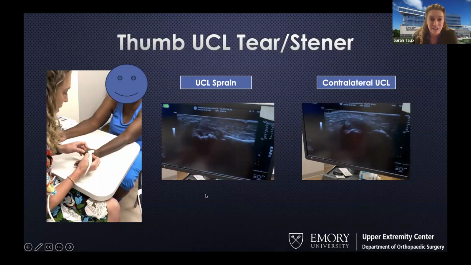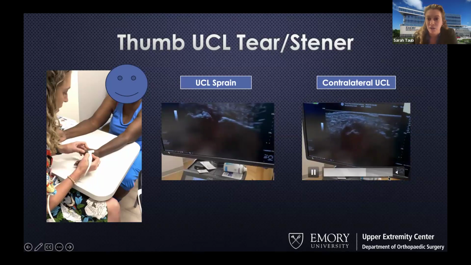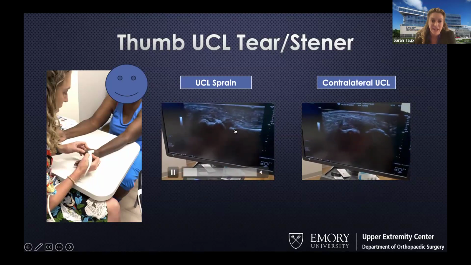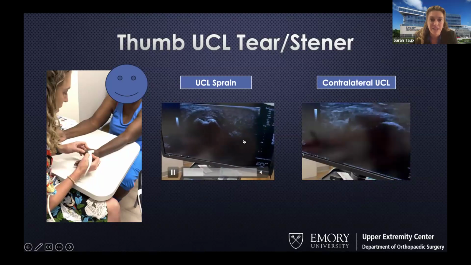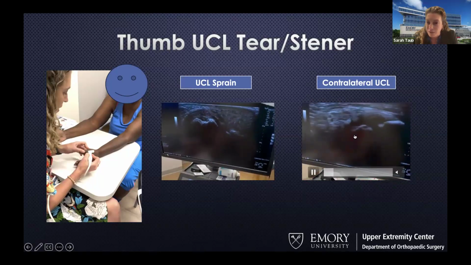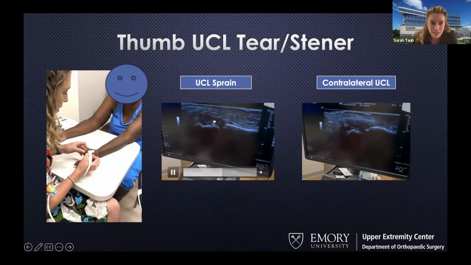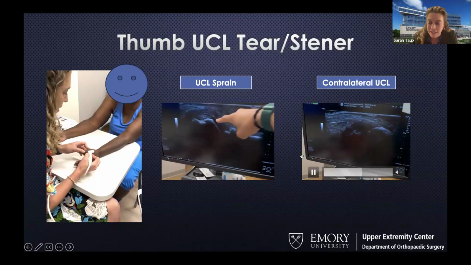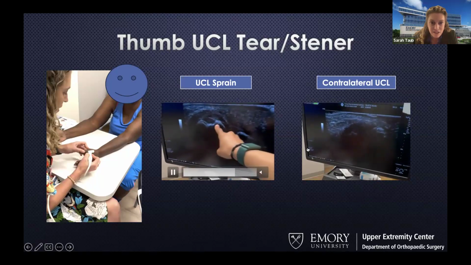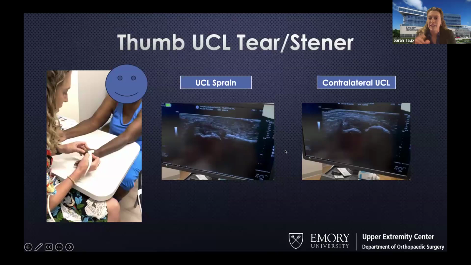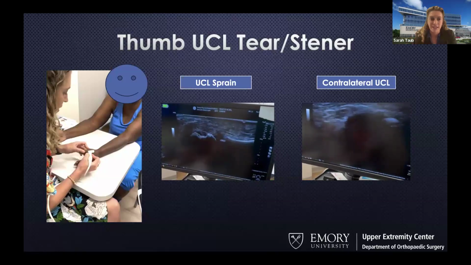So this patient had a sprain, which is the left, and then her normal thumb on the right. And you'll see when I ulnar deviate under the ultrasound, the bones separate a ton, where on the right here, they barely separate. And you can still see that ligament right here is nicely intact, even though it is stretched out. Same thing here, you can see the ligament, but they barely move and they bounce right back together.